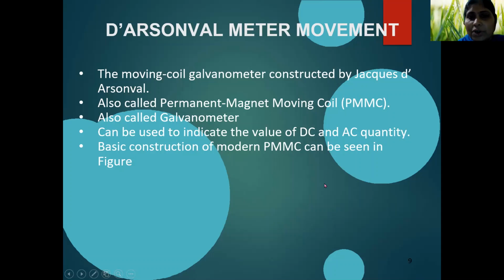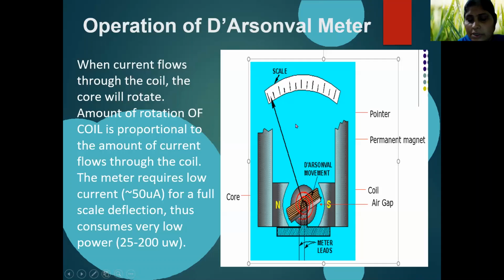The basic construction of PMMC is shown here. N is showing the north pole of the magnet and S is showing the south pole of the magnet. A former is placed in between this permanent magnet. On this former, coil is wound, and on the coil, a pointer is attached. This is the pointer, and this is the scale. The wires are taken out from the coil.